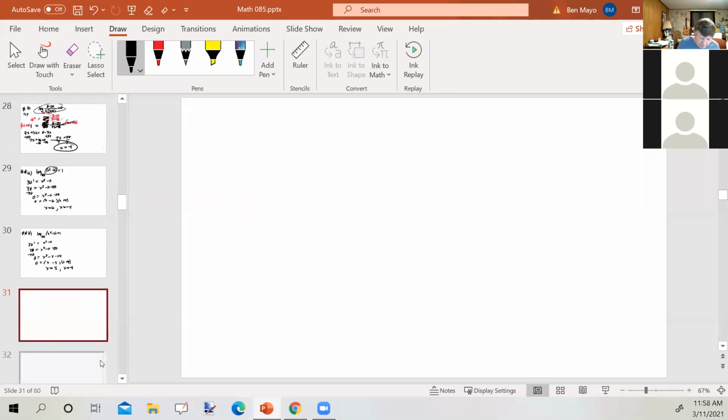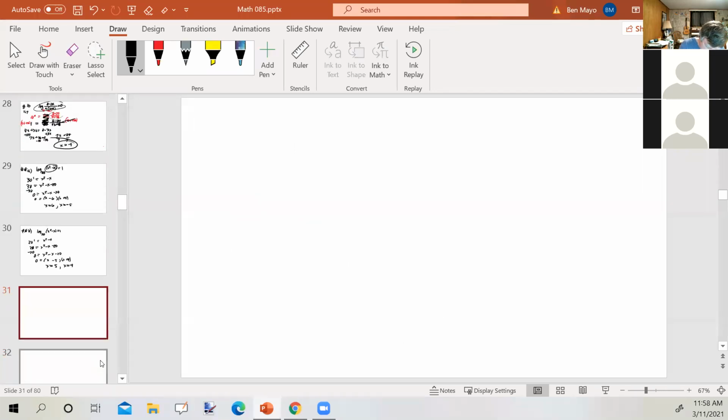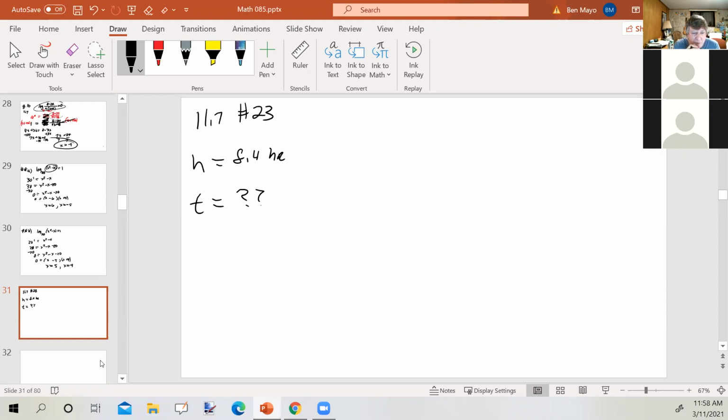I know I'm going at the speed of light here, but this was very similar to a problem we did earlier. Okay, this is 11.7, number 23. And it says an isotope of lead has a half-life of 8.4 hours. Okay, how many hours ago, so time is the unknown, was there 40% more of the substance? So this is again going into the past.